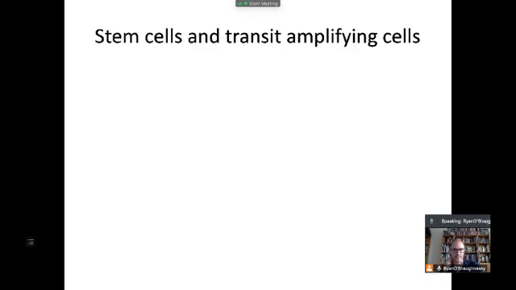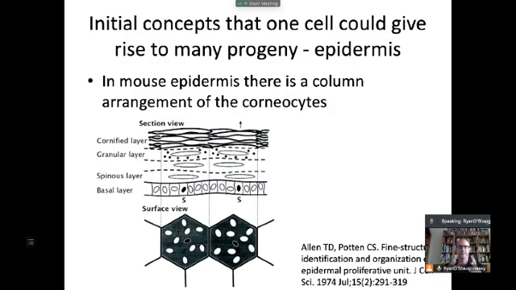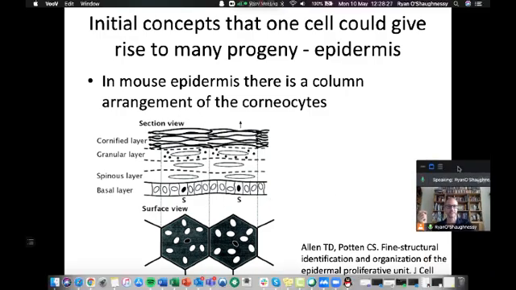So let's look at stem cells and transient amplifying cells. There's this initial concept that one cell could give rise to many progeny in the epidermis. And in the mouse epidermis, we have this columnar arrangement of cells called the epidermal proliferative unit. This is a very old concept. It's older than me, which makes it nearly 50 years old.